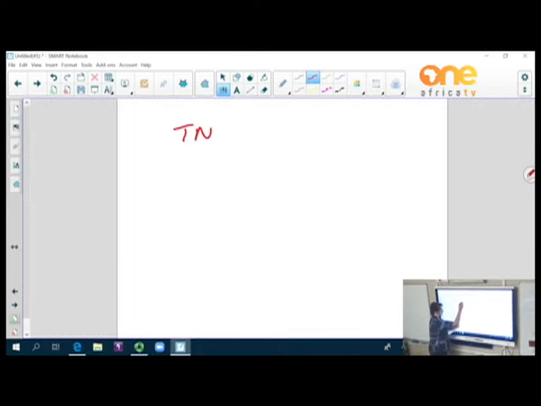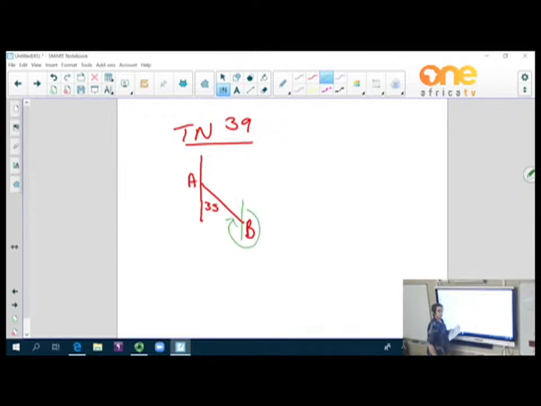The next one is Try Now 39. Again they say find the bearing of A from B. So we're looking at B. So this one is now 35. This is A, this is B. So what we're looking at is this angle. That's the bearing north clockwise there. What we know is that these are co-interior angles because these two lines are parallel. So this angle here will be 145 degrees. And then we can say 180 plus 145, which is 325 degrees for number A.